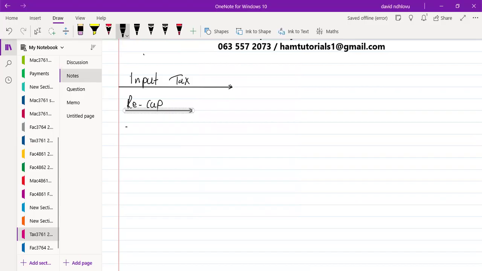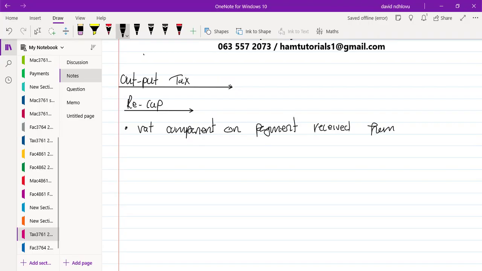Sorry. I want to do output tax, not input tax. Right. So this is the VAT component of payments received from an entity's customers.